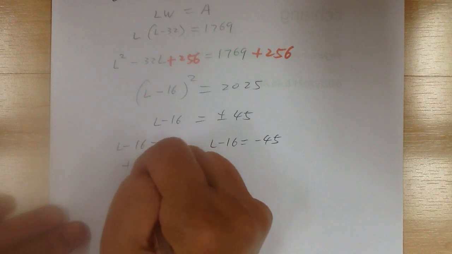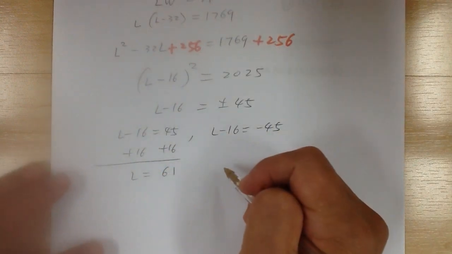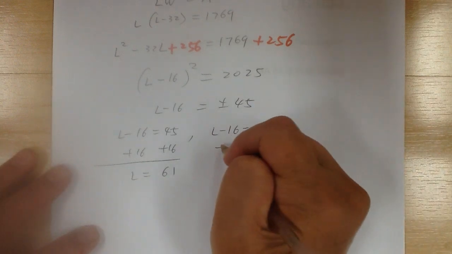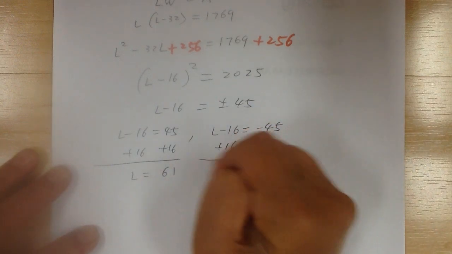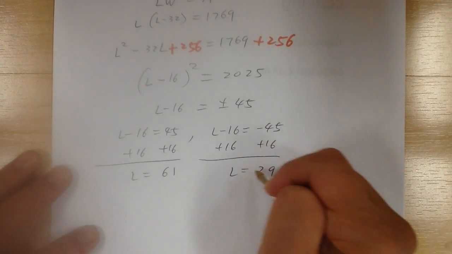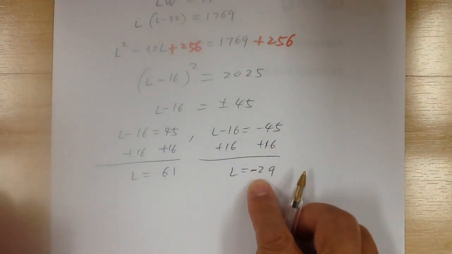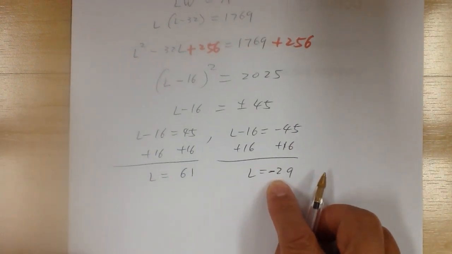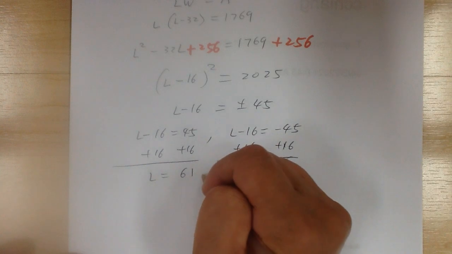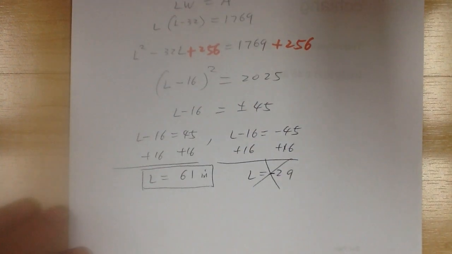Then from here you plus 16. So you got L equal to 61. Over here you add 16. So you got L equal to negative 29. Okay, and again, physical object cannot have a negative measurement. So this is out. And don't forget your label is inch. Okay, and that's it for this one.